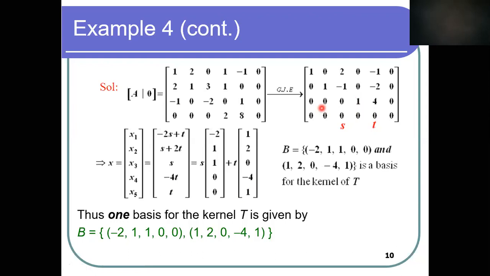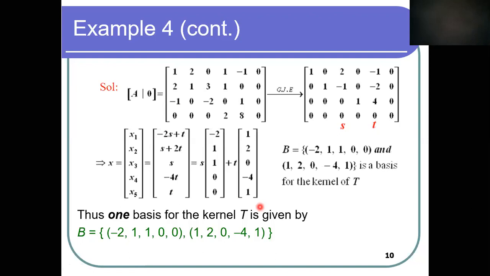And if we can realize this, whenever we are saying pivot position, in that case we are talking about the rank of a transformation, and whenever we are saying free variable, it means we are talking about the kernel of the transformation.